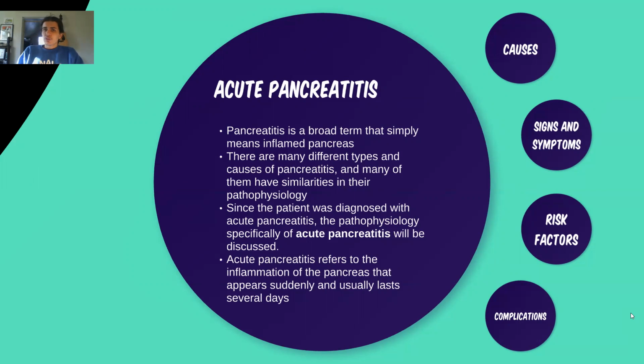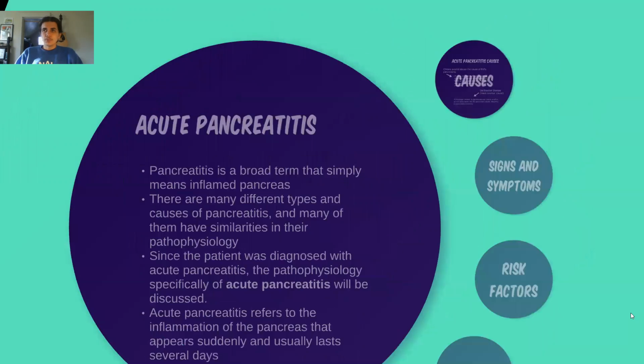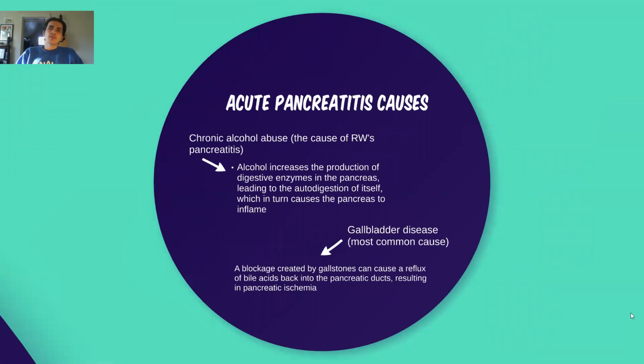Acute pancreatitis refers to inflammation of the pancreas that appears suddenly and usually lasts several days. So some of the causes of it can be chronic alcohol abuse. This causes RW's pancreatitis. So alcohol increases the production of digestive enzymes in the pancreas, leading to autodigestion of itself, which in turn causes the pancreas to inflame.